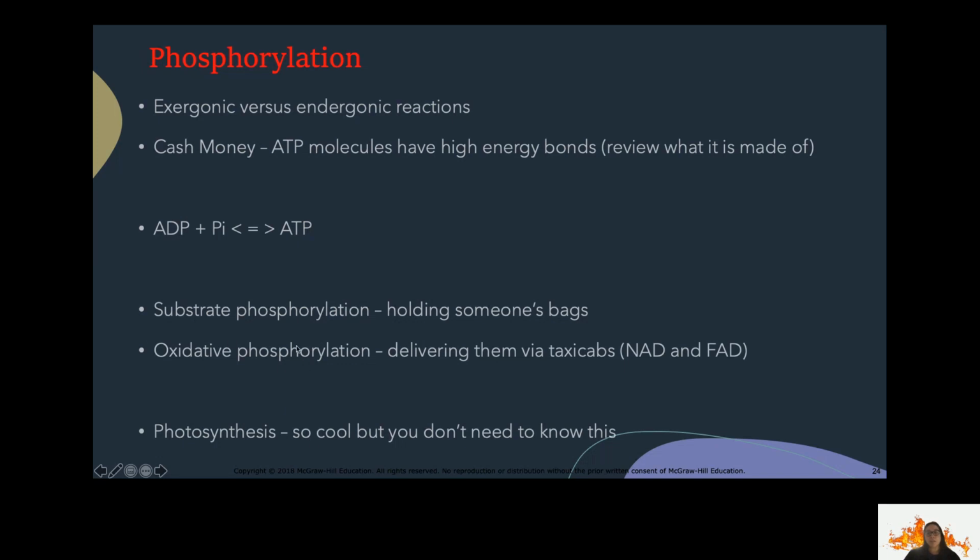Oxidative phosphorylation, this is done by those really cool looking taxicabs of the cell, the NADH and the FADH2. And these guys will help hold on to the energy necessary to transfer those phosphates. So oxidative phosphorylation is another mechanism. And in fact, this one is going to give us the most energy during the electron transport chain.